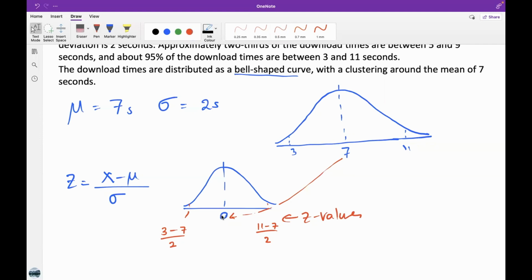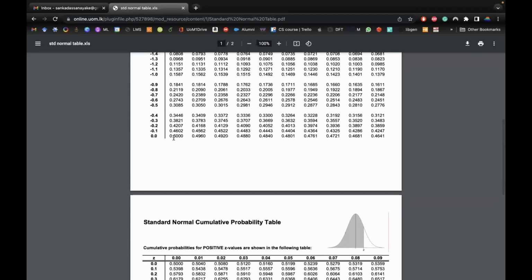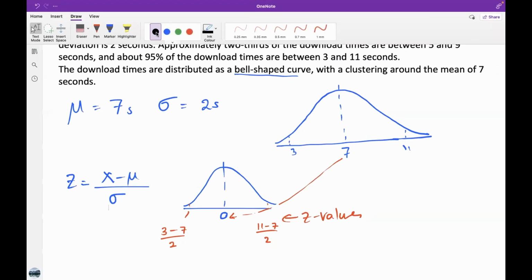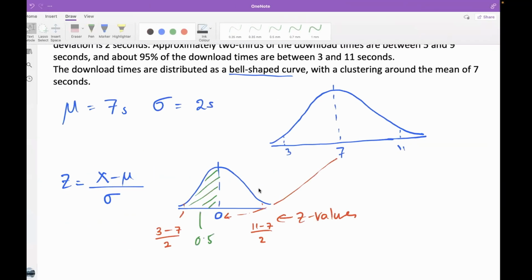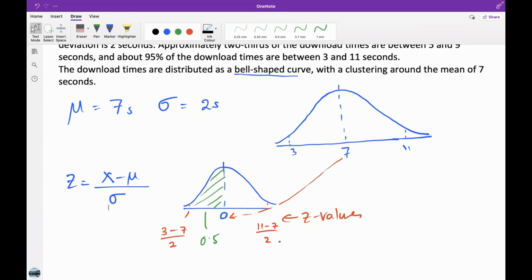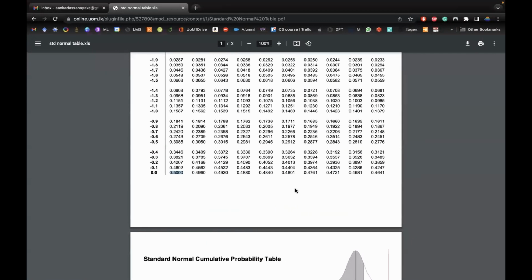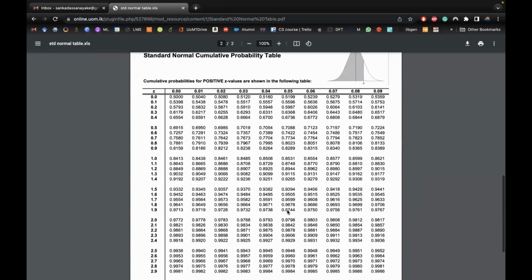So Z value 0, let's look at the table. In the table, Z value 0 is 0.5. So how come it becomes 0.5? Because when you say this is Z 0, to the left of it there's a half, so the area under the curve is 0.5. Now let's see when Z is 11 minus 7, which is 4. 4 divided by 2 is 2. What is the value of Z less than 2? Let's go and see.